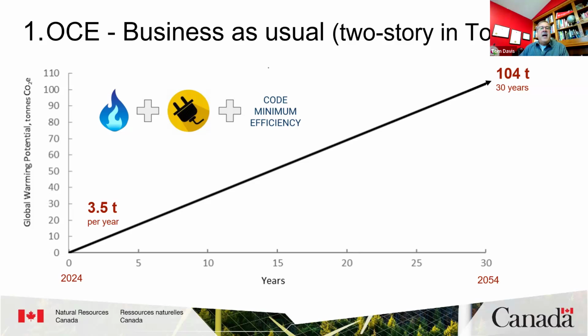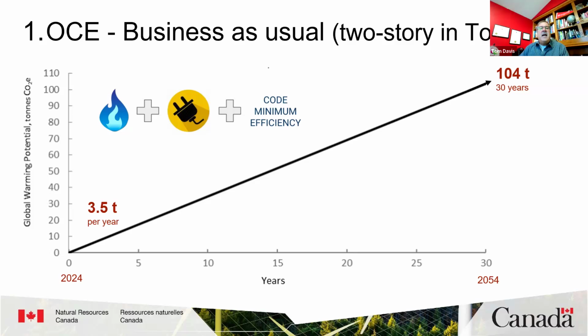Using a mix of gas for heat and hot water production and electricity for all other loads, a house meeting building code requirements for energy efficiency would generate about 3.5 tons of emissions per year. Cast forward, this will accumulate to 104 tons over the next 30 years.